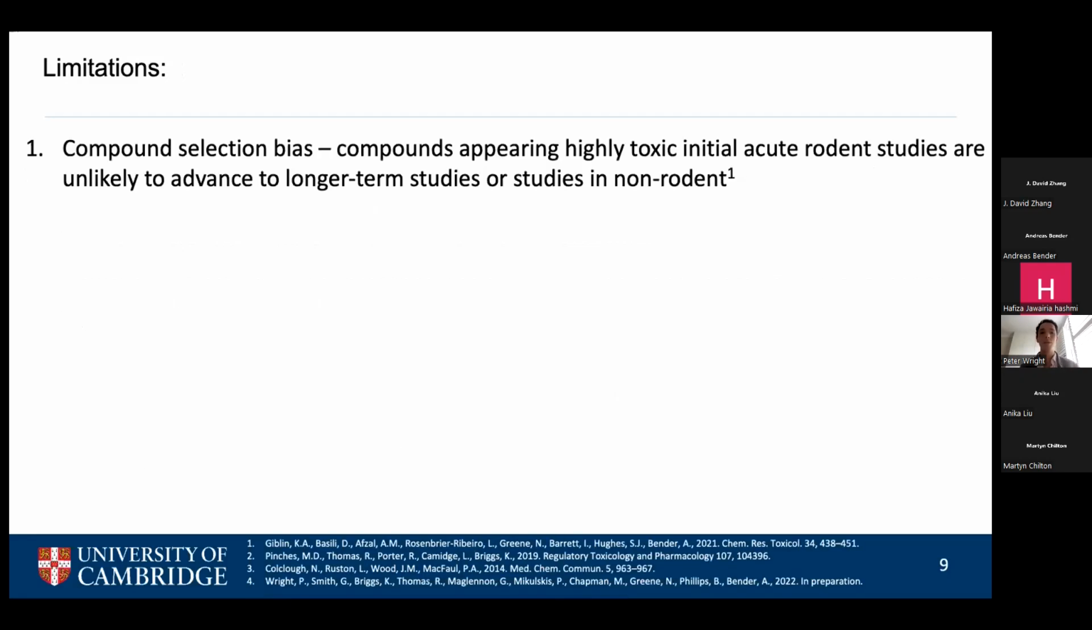Some limitations briefly. When using any data set, there's something called the compound selection bias, which tends to be unavoidable. For the eTOX data set, for example, compounds appearing highly toxic in initial acute rodent studies would be unlikely to advance to longer term studies or studies in non-rodent. So very highly toxic compounds may not be present in this data set because we wouldn't have the pairs of rat and dog studies to actually derive the results. This is the compound selection bias.